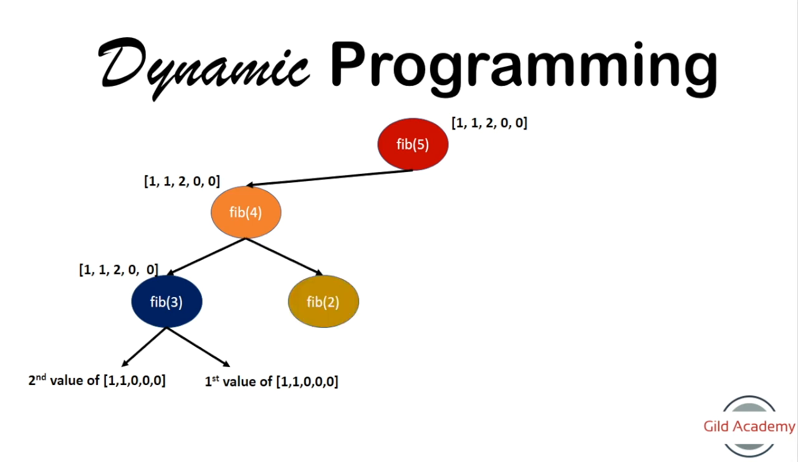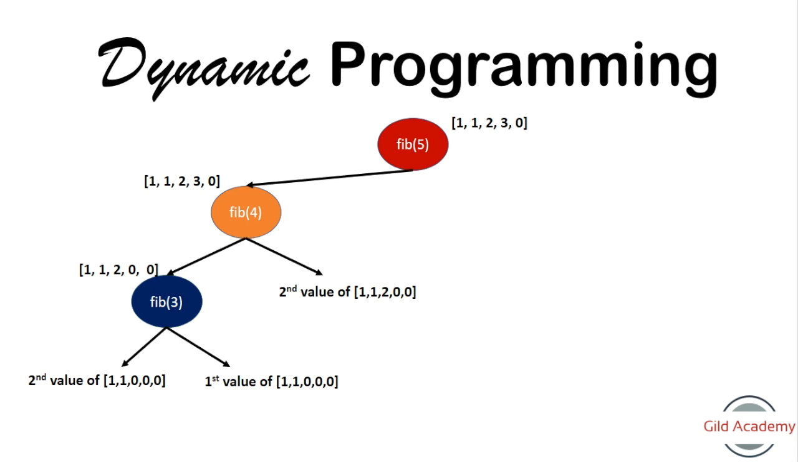Then we look for the second value of the Fibonacci series, which is going to be the second value in the array. And then we add these two values, that is the third and the second value of the array, to find the fourth value of the Fibonacci series. So as you see again, the array is updated with the fourth value of the Fibonacci series.